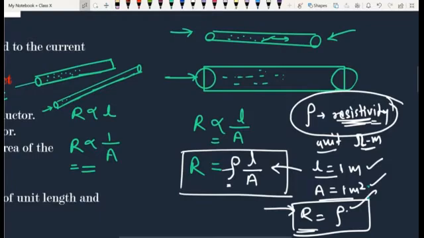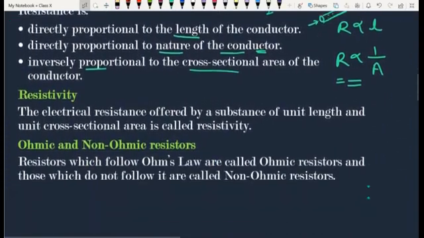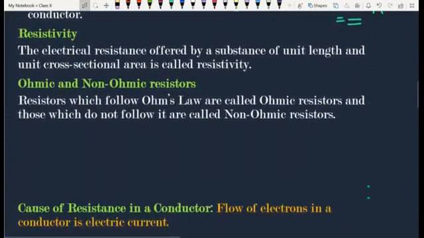For different materials it is different, but it does not vary with the size of the conductor. Okay, so that is the resistivity. Let us understand that once more. The electrical resistance offered by a substance of unit length and unit cross-sectional area is called resistivity.